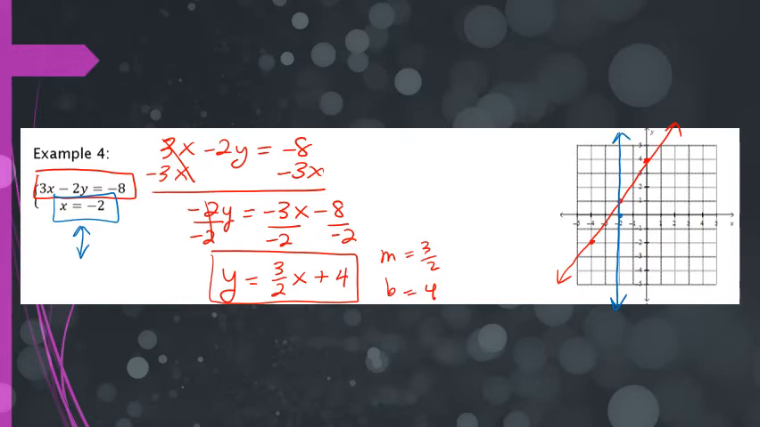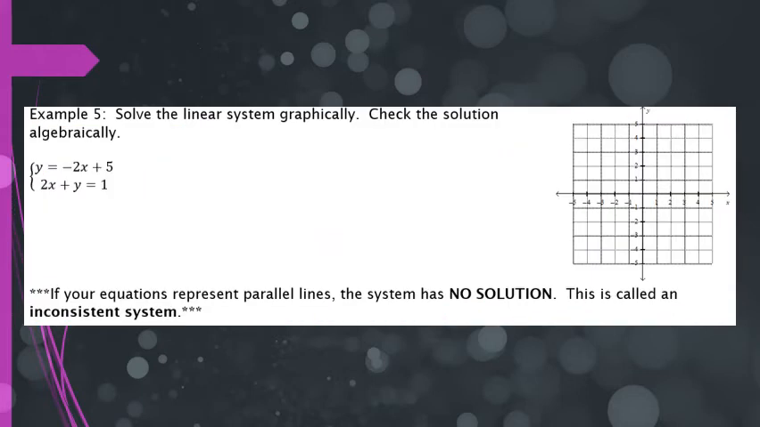So I can see that this right here is where my two lines cross. So that ordered pair is my solution, and that ordered pair is negative 2, 1. We're going to solve this system graphically.